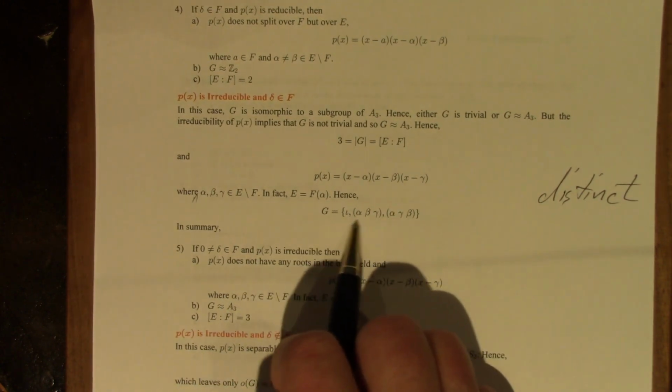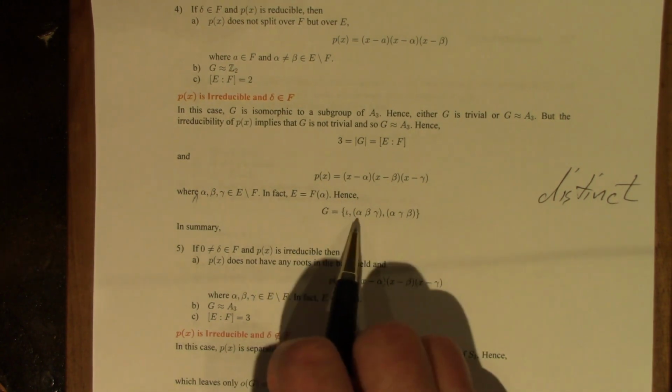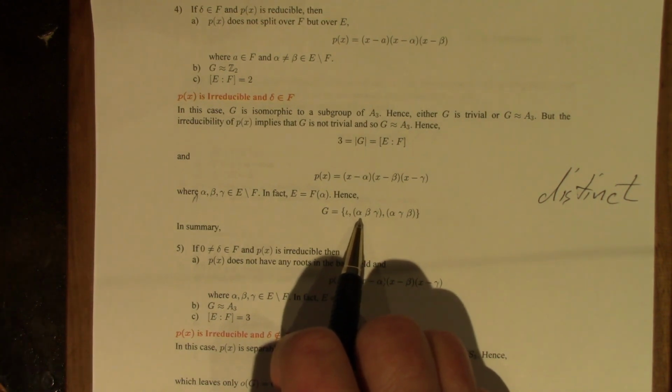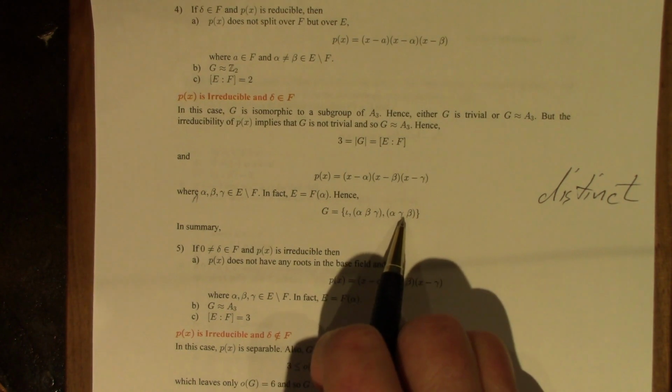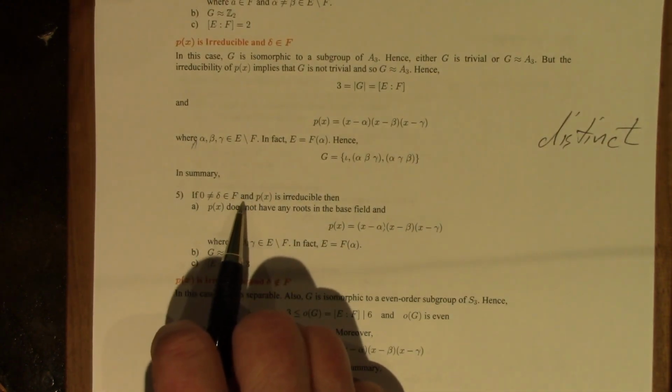So this is what the Galois group looks like. It has size 3, the identity. Every element has to have order dividing 3. We have this 3 cycle, and its square or its inverse, same thing. So this is the summary.